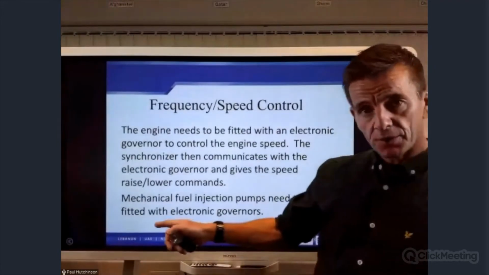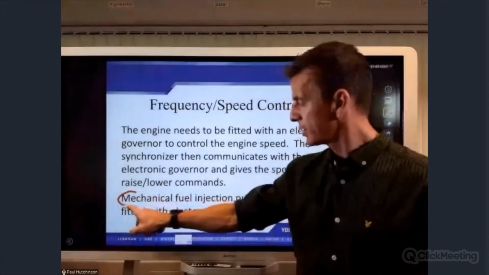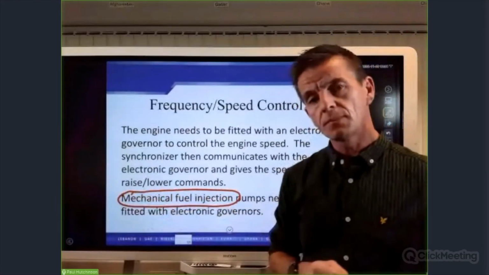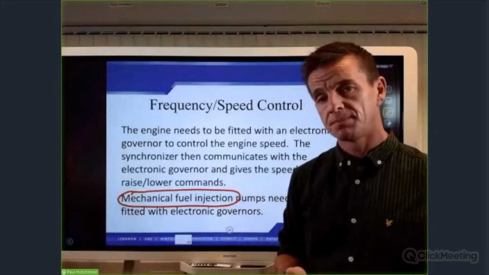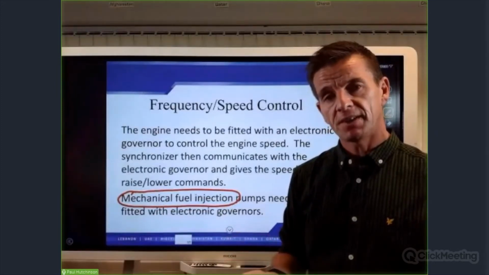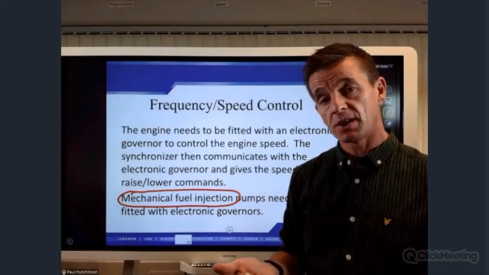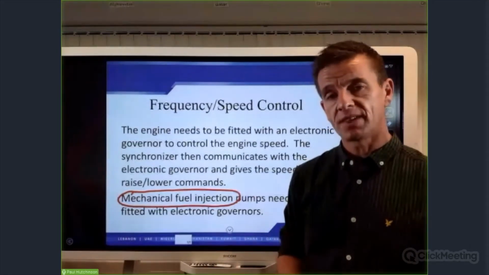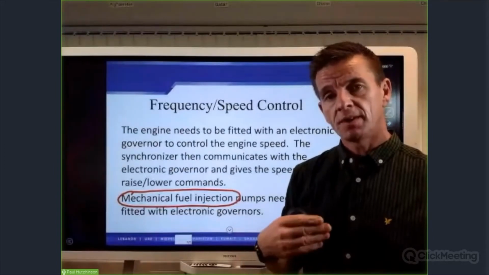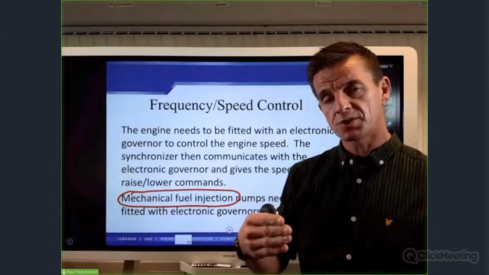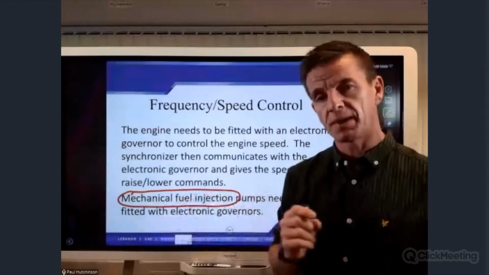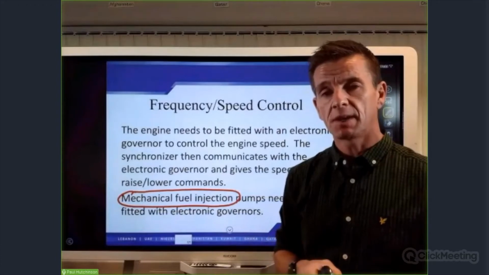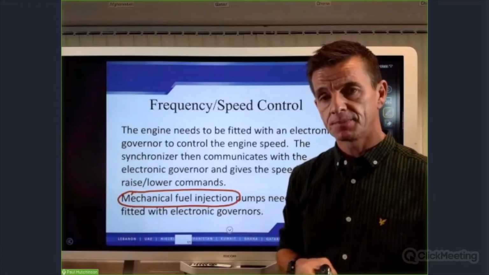If your engine has a mechanical fuel injection pump, you can't synchronize with a mechanical fuel injection pump. If the engine manufacturer has an electronic governor that can be upfitted, then we need to fit that. Because remember, speed needs to be able to be adjusted by the synchronizer panel. And if it's a mechanical fuel injection pump, this can't be done easily.